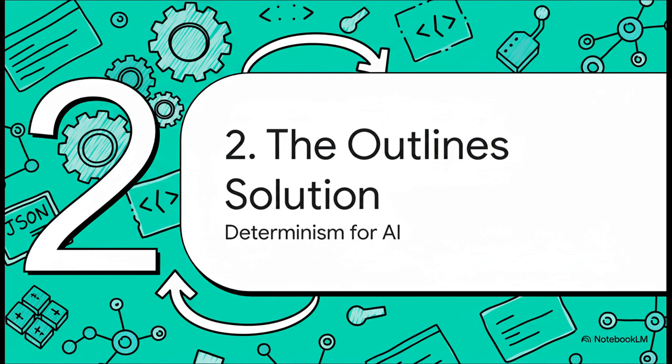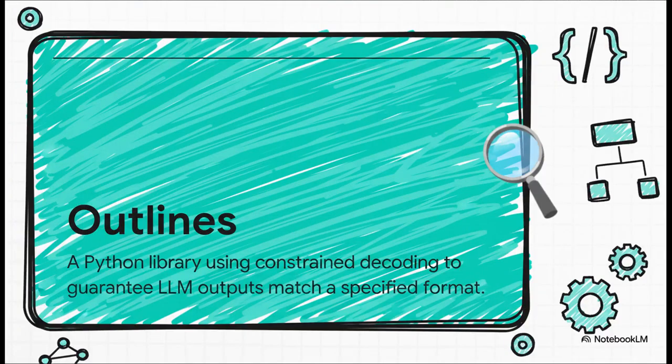Which brings us to the hero of our story, the Outlines library. It's designed to walk into that messy, probabilistic world and inject a powerful dose of determinism, right where you need it the most. So, what is it exactly?